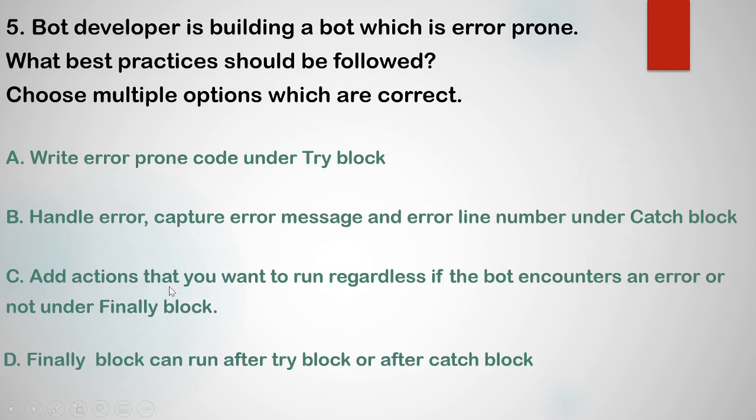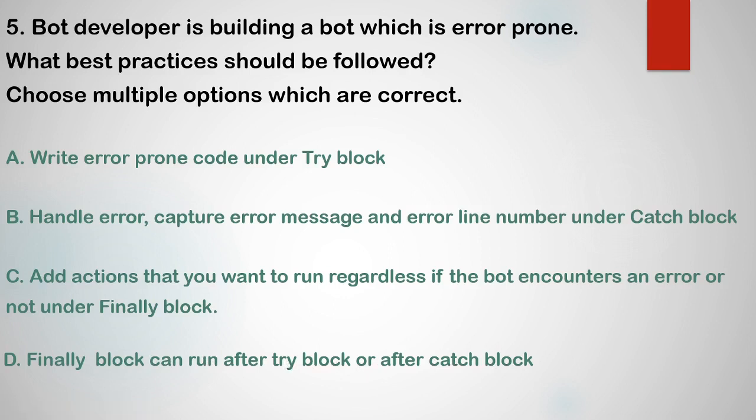Moving to the third statement: add actions that you want to run regardless of whether the bot encounters an error or not under finally block. This statement is also correct. The actions which we want to run, whether the error occurred or not, we write inside the finally block. So this one is correct. And the fourth option: finally block can run after try block or after catch block. This option is also correct.